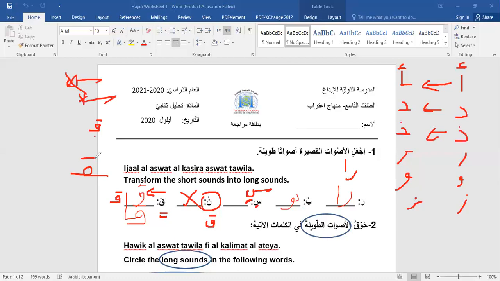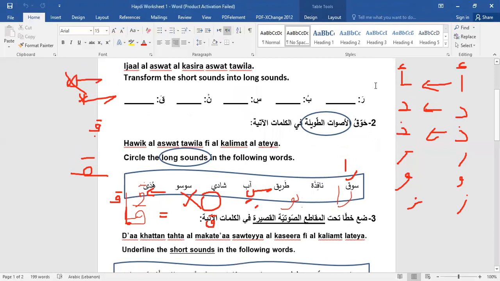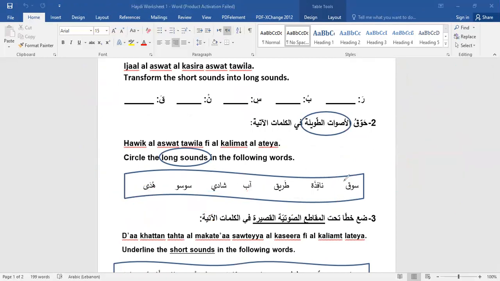Yes, excellent. The qa not from this here. Yeah, but my finger slipped. No worries. Did you get this question, Heidi? Just tell me where are the long sounds. Now here it's very easy. Circle the long sounds in the following words. In this word, circle the long sound.